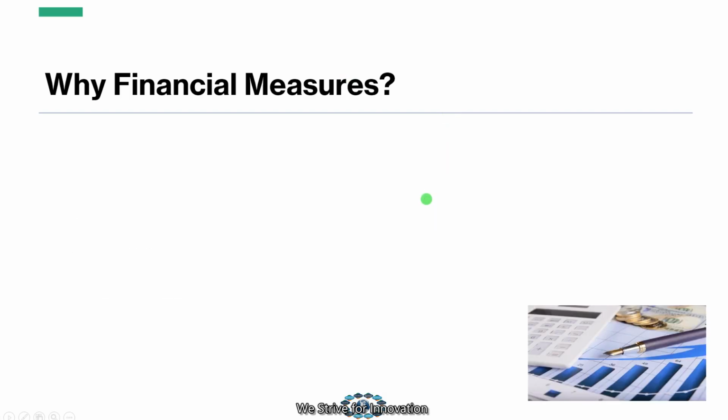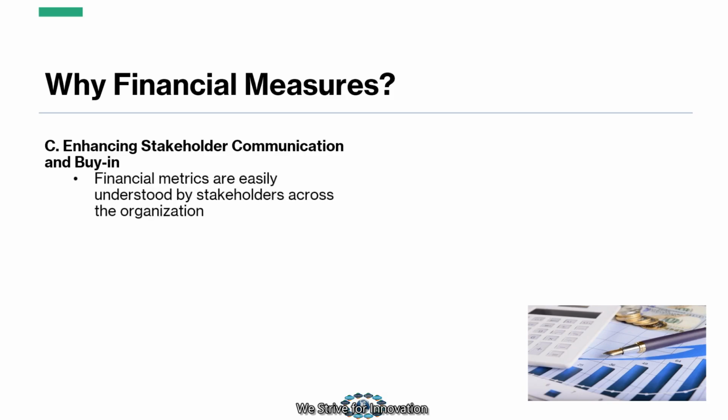Third is to enhance stakeholder communication and buy-in. Remember, financial metrics are easily understood by stakeholders across the organization, including executives who may not be familiar with the technical aspects of the process improvement. If we can demonstrate the financial benefit to them in a universally understood term like dollars saved or percent revenue increase, that will help in securing their buy-in.